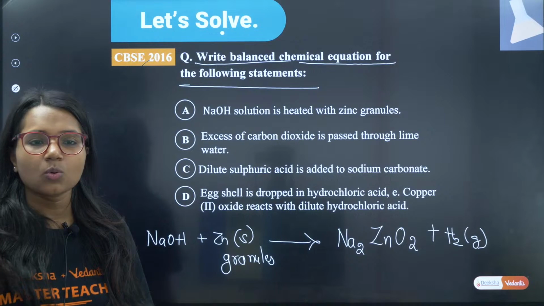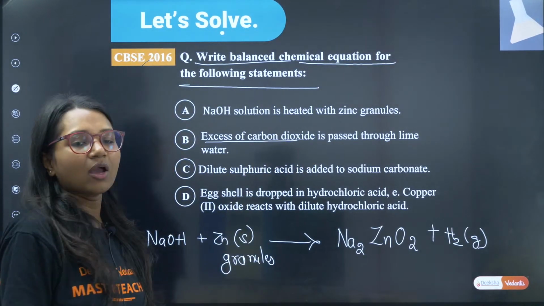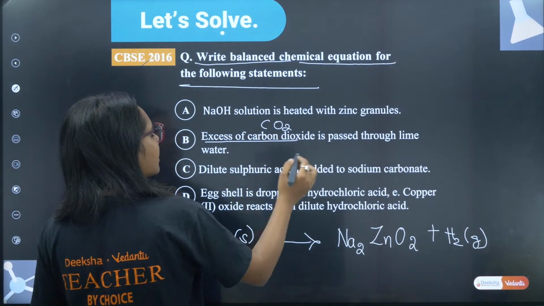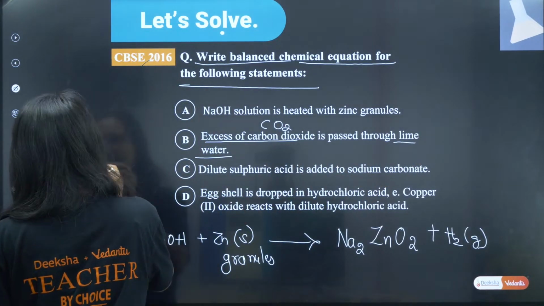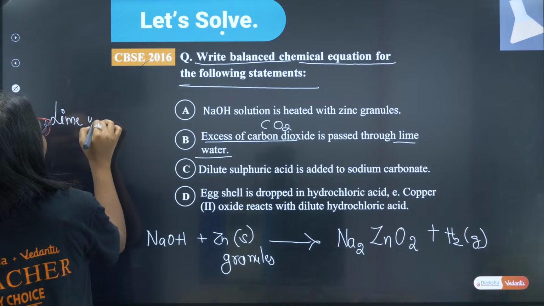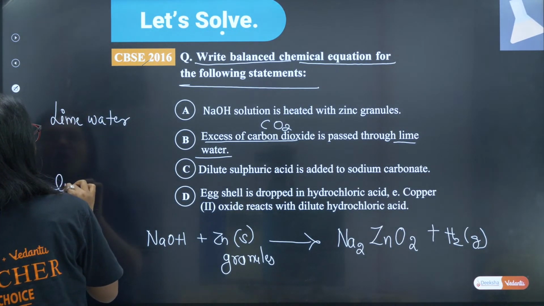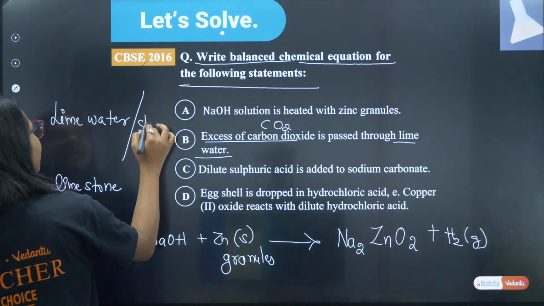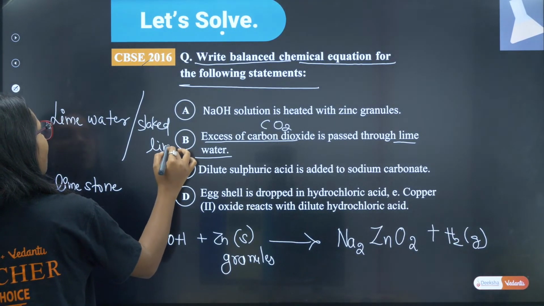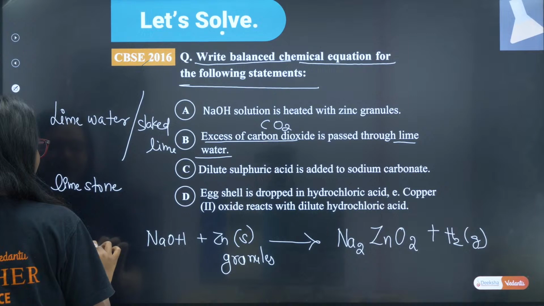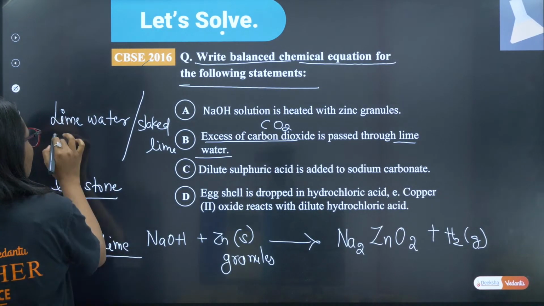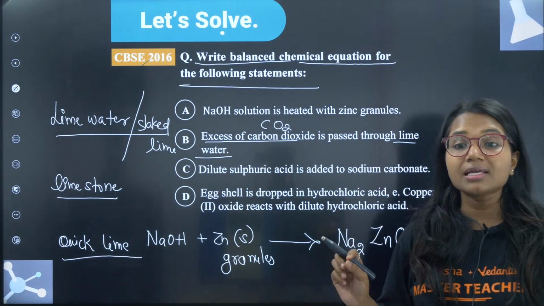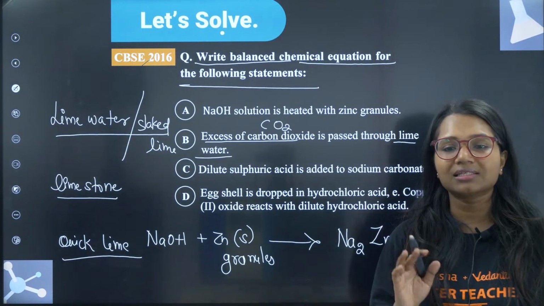See the next equation. Excess of carbon dioxide, CO2, is passed through lime water. What is the formula for lime water? What is the formula for limestone? What is the formula for slaked lime? What is the formula for quicklime? These things come again and again. Can you tell me the formula for lime water or slaked lime?